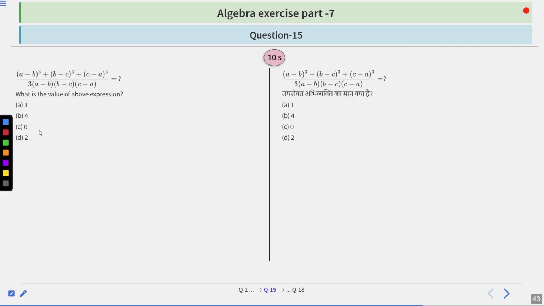Next is [(a−b)³ + (b−c)³ + (c−a)³] upon 3(a−b)(b−c)(c−a) is equal to question mark. What is the value of the given expression? And the options are option A 1, option B 4, option C 0, and option D 2. These are the options.